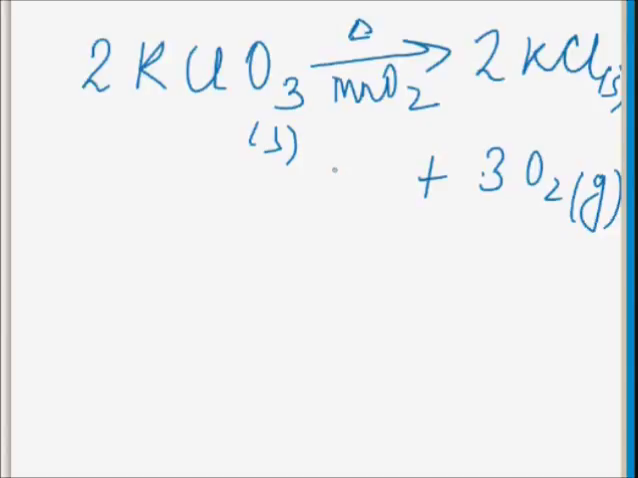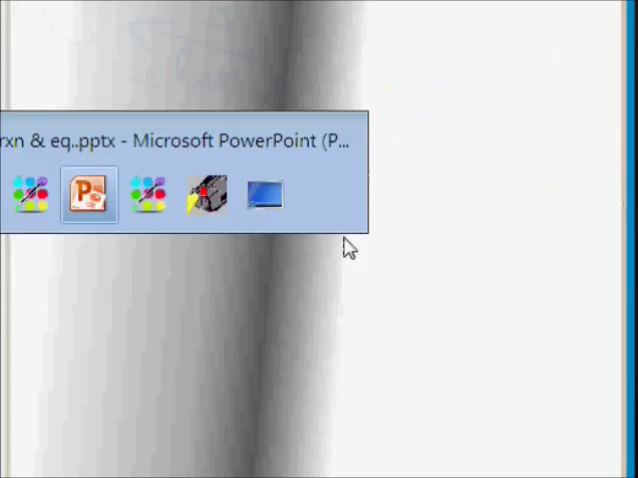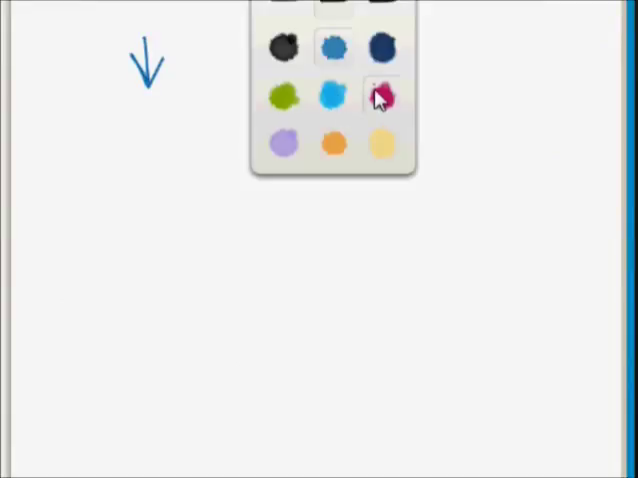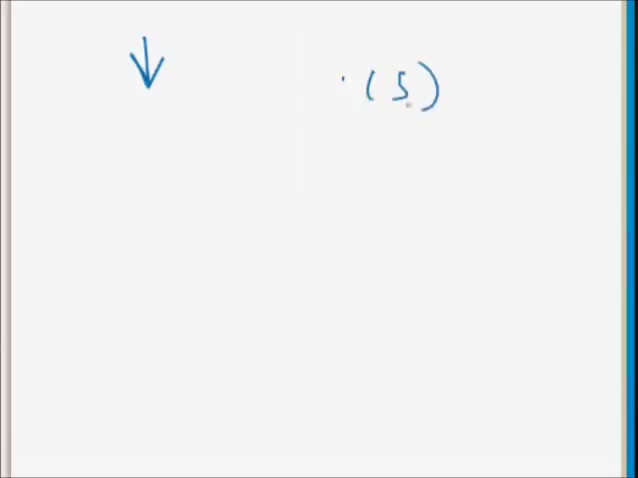Now let us discuss our fourth point. The fourth point says precipitation of a solid during a chemical reaction. It is indicated by placing a downward arrow. We can see downward arrow, or letter S enclosed in first brackets, or letter S immediately after the formula of the precipitate product, without leaving any gap.